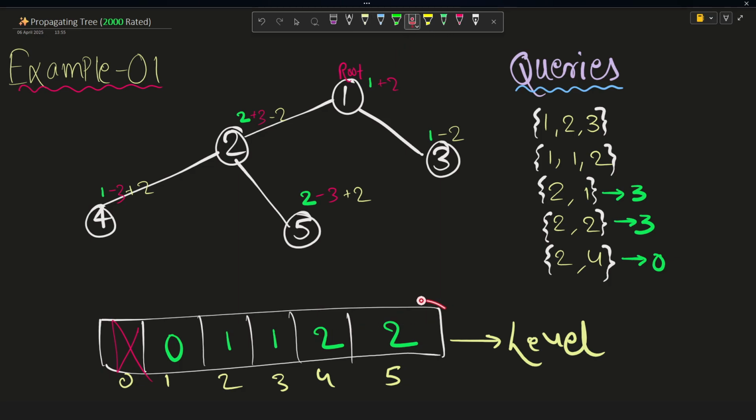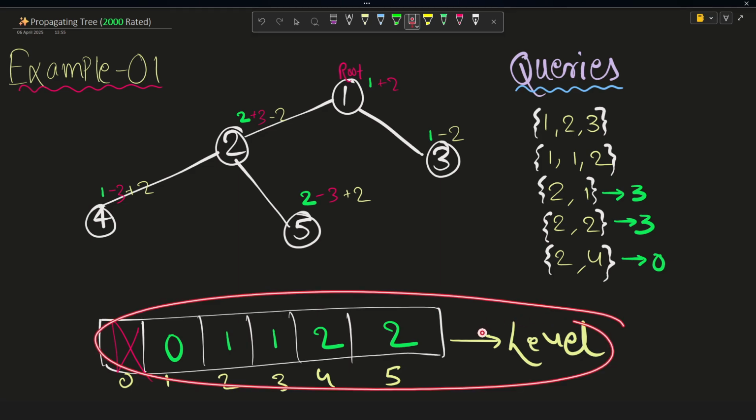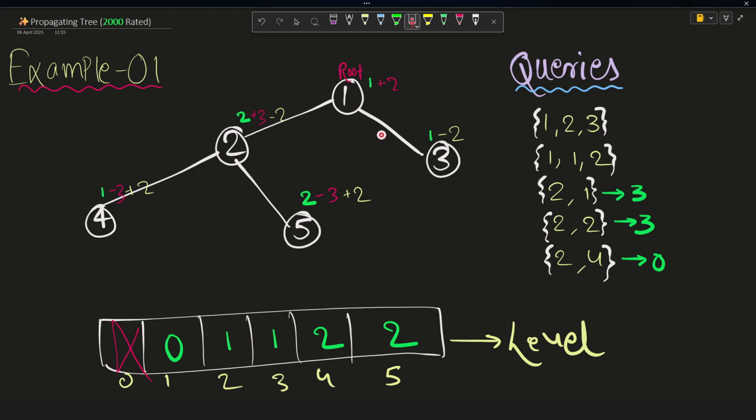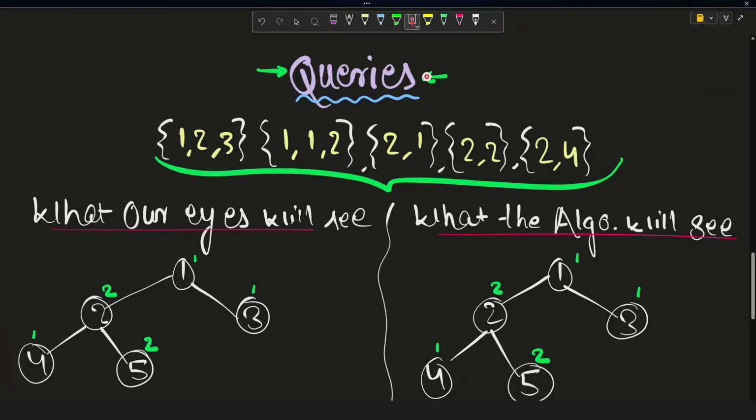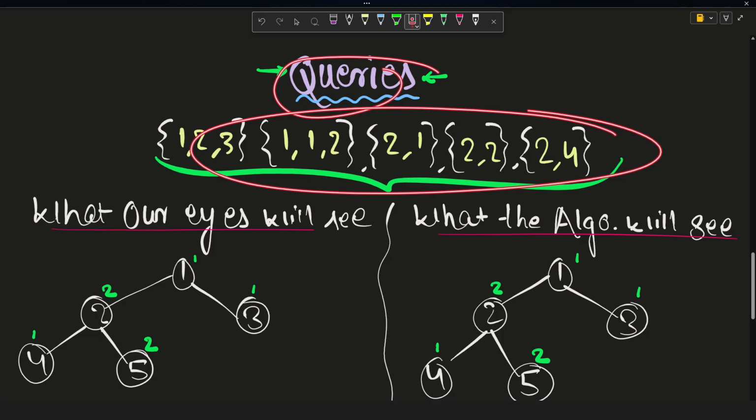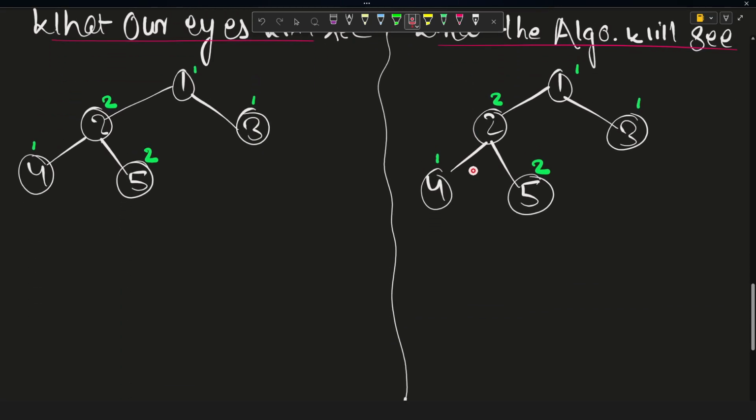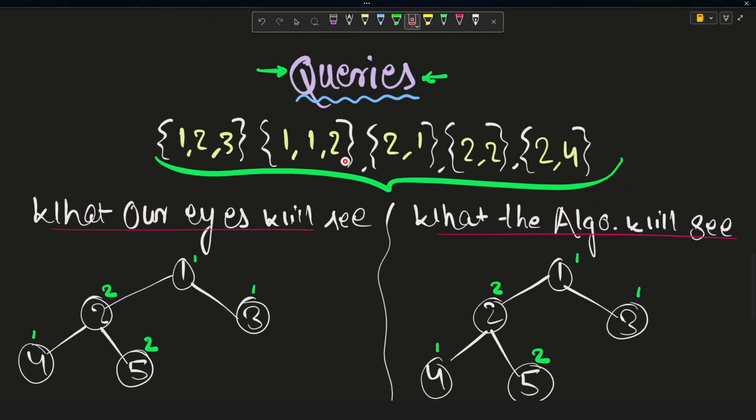Once we have calculated the level for each and every node, this level array can help us determine whether to add a value of +2 to a particular level or a value of -2 to a particular level. In order to explain this concept using the level array even better, let me draw two figures. Since these were our given queries, let us perform these queries one by one, and I will perform them on both sides, that is this side and this side.